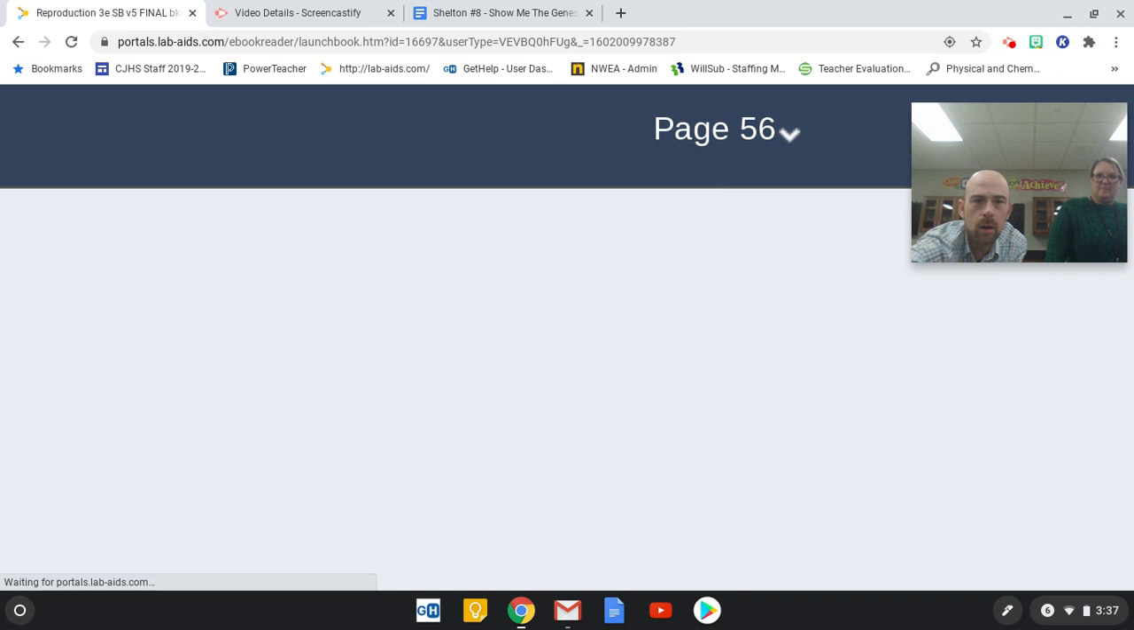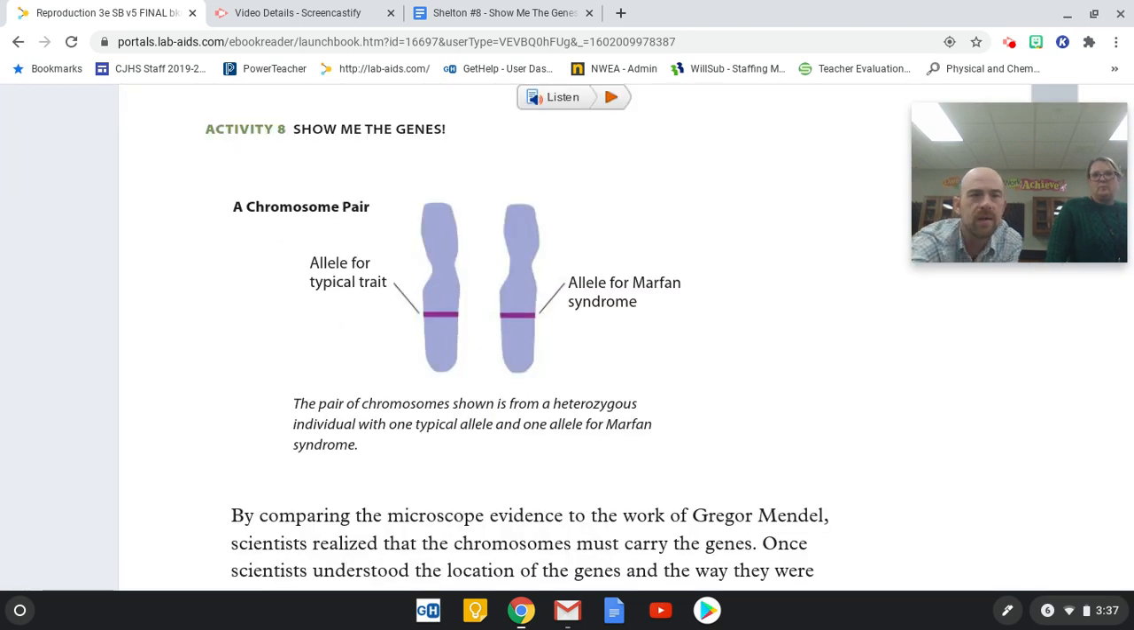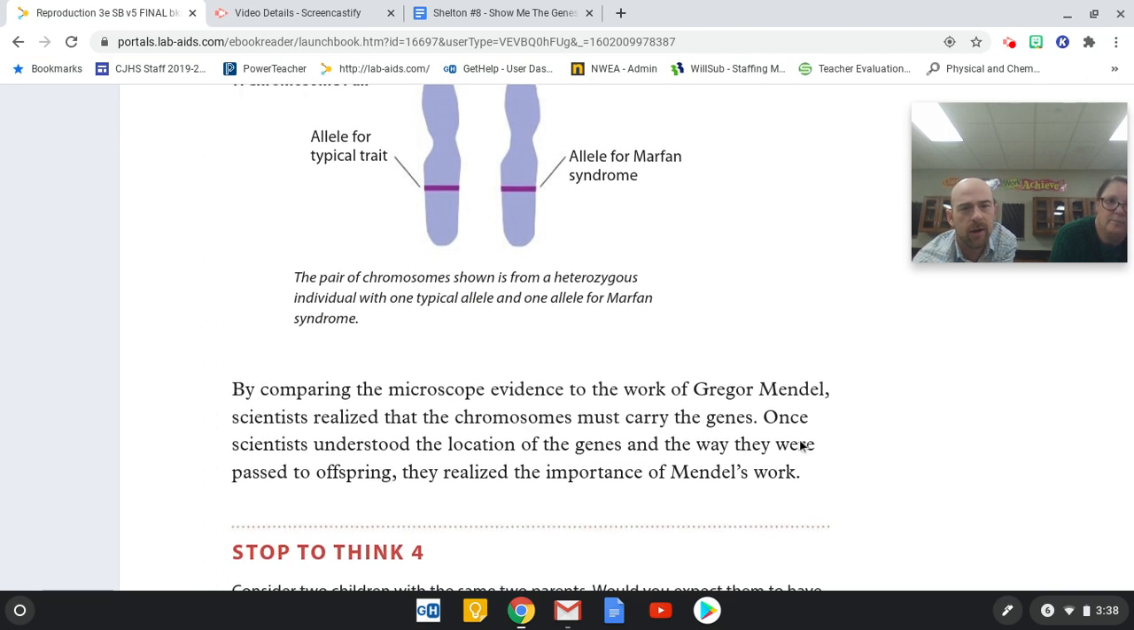Page 57, go. Here we go. Okay, so you see the chromosome pair here. You'll see an allele for a typical trait right there. Here's an allele for Marfan syndrome. And the pair of chromosomes shown is from a heterozygous individual with one typical allele and one allele for Marfan syndrome. All right, moving on to the next paragraph.